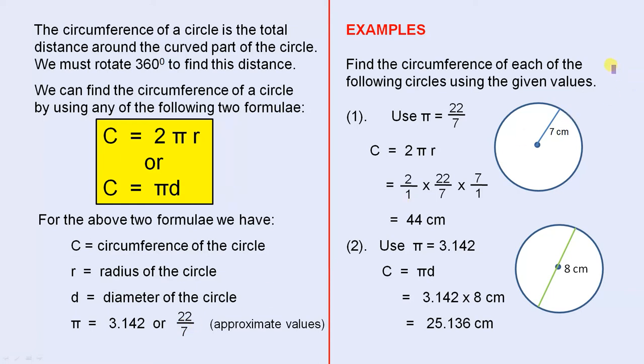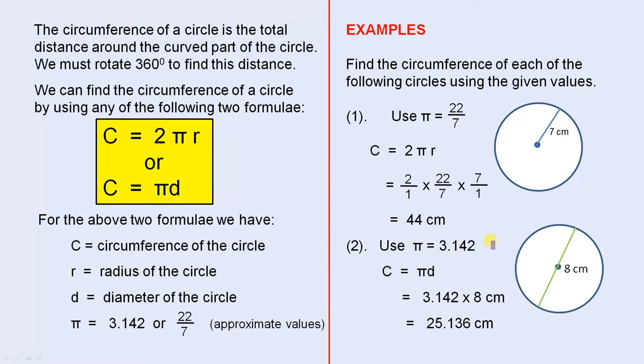Let's look at some examples to see how this works. Find the circumference of each of the following circles using the given values. For number 1, we're asked to use pi equals 22/7. We're given the radius of 7 centimeters. So we can use C equals 2 pi r, which is 2 times pi times r. The 7's cancel, and that gives us 44 centimeters, which is the total distance around there.